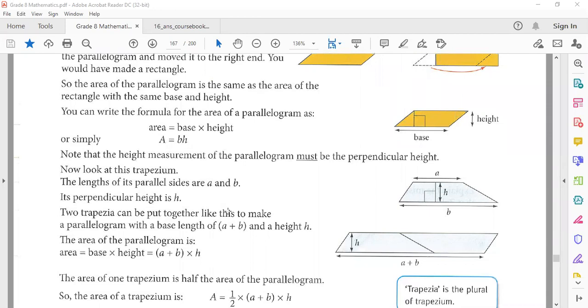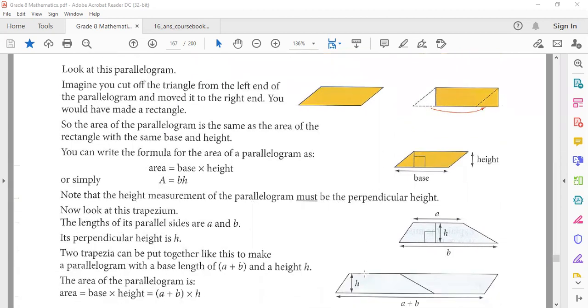But if both sides are not the same, the height of the parallelogram must be perpendicular to the base. Now, if you face this type of shape, it's a trapezium, sorry. Now look at the trapezium.